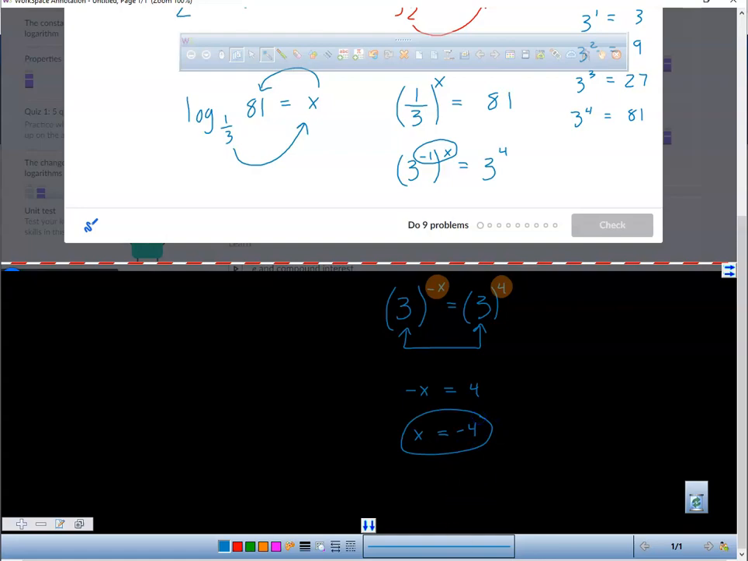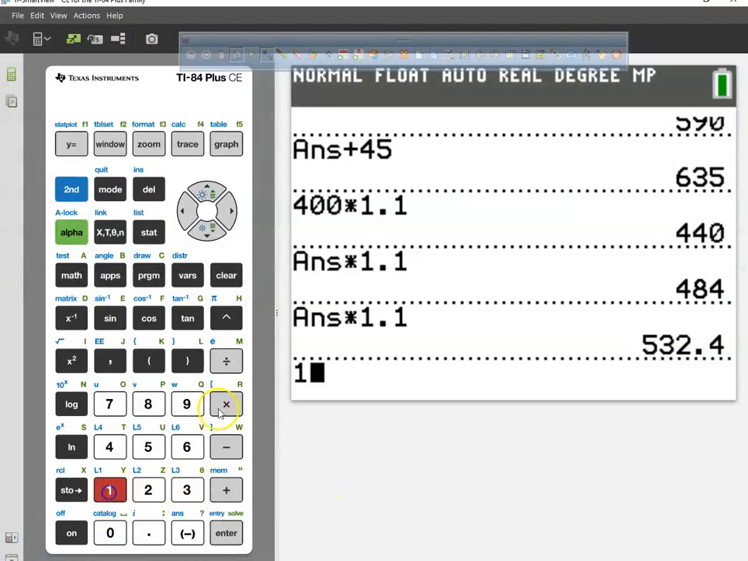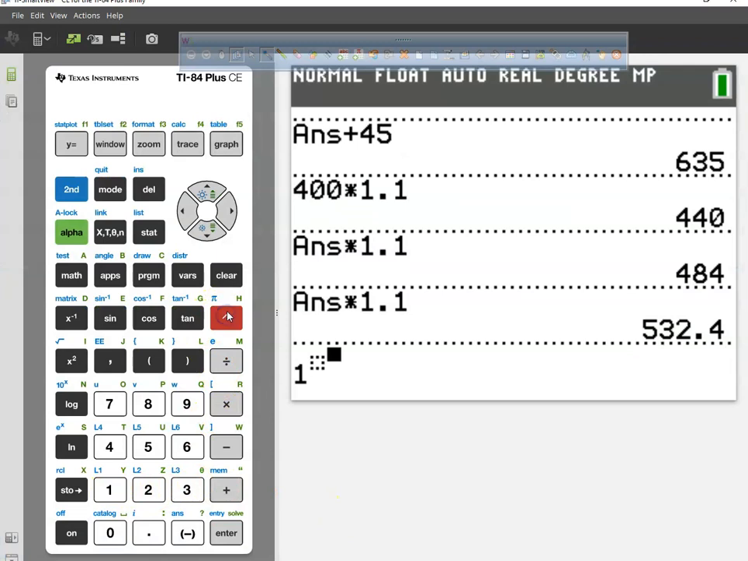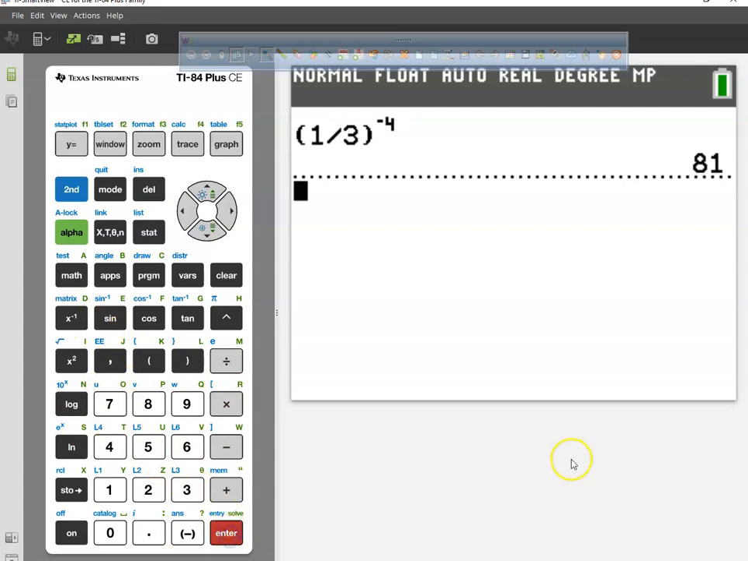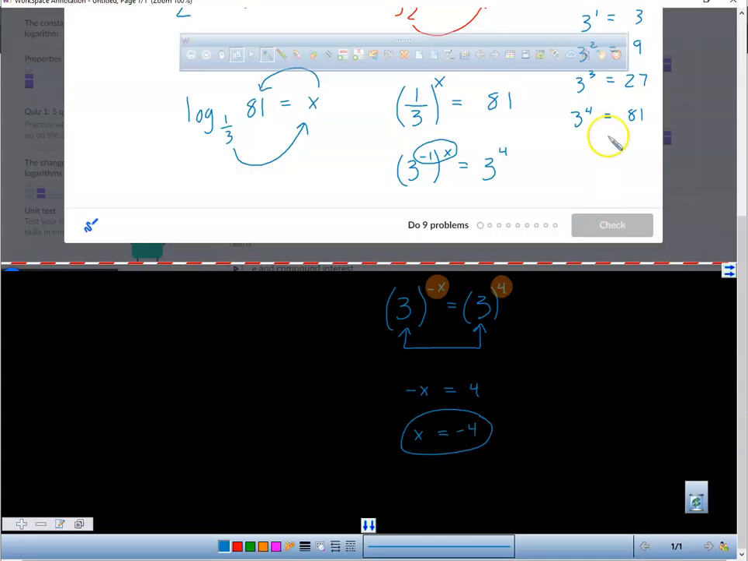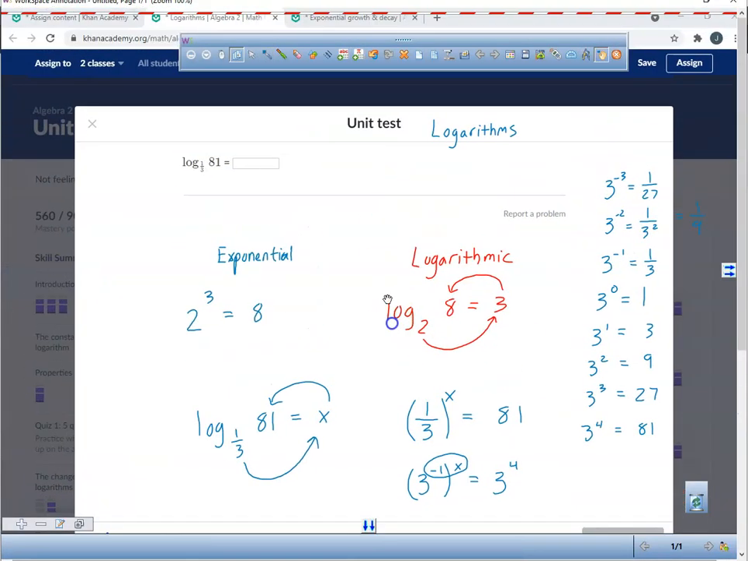So what does that mean? Check this out. Ready? What if I said 1 divided by 3, close parentheses, raised to the power of negative 4? What's that equal to? 81. So what is my answer going to be? Negative 4. Okay?